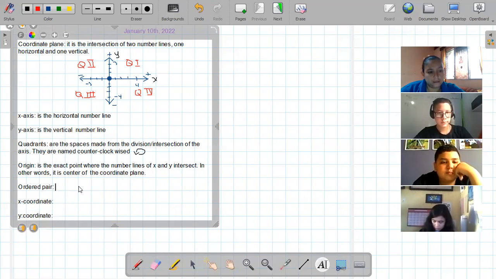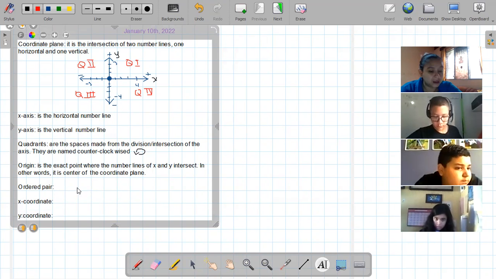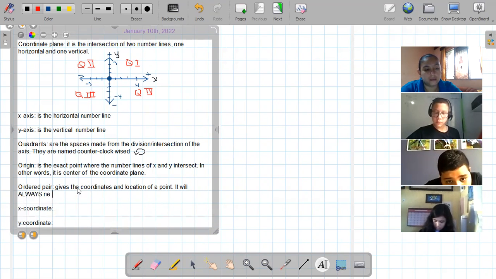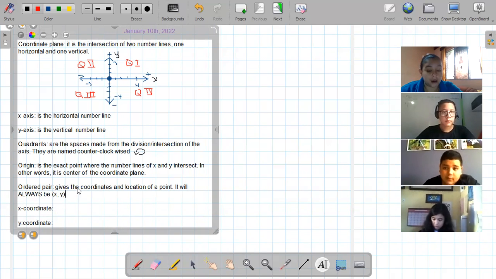Of the coordinate plane. Now, ordered pairs, what Carlos Luis is telling us, or giving us an example, is the one that gives the coordinates and location of a point. It will always be in between the parentheses, the X, comma, the Y. Always X goes first and then goes the Y, always.